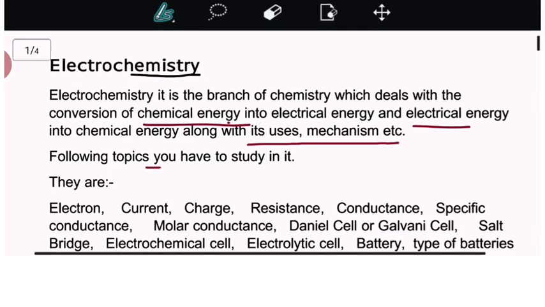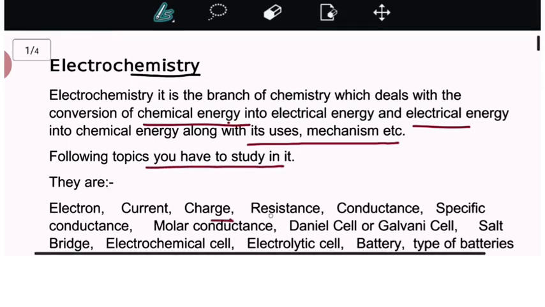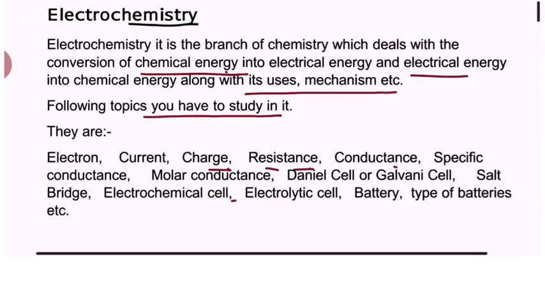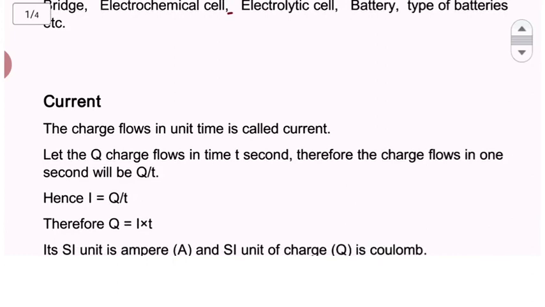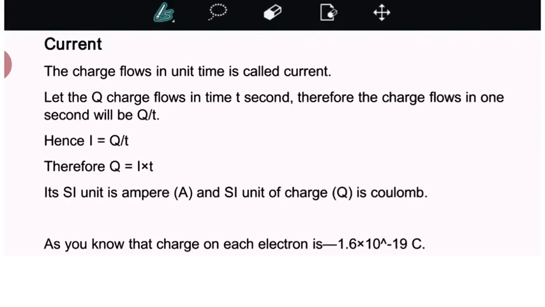Mainly you have to study conversion of chemical energy into electrical energy and electrical energy into chemical energy. Following topics generally you have to study in it. They are electron, current, charge, resistance, conductance, specific conductance, molar conductance, Daniell cell or Galvani cell, salt bridge, chemical cell, electrolytic cell, battery, types of batteries, etc. They are the topics.